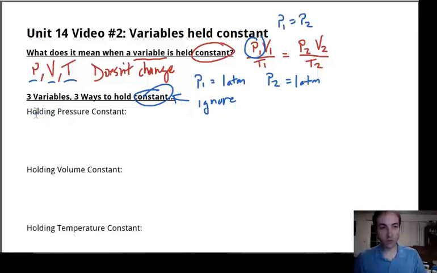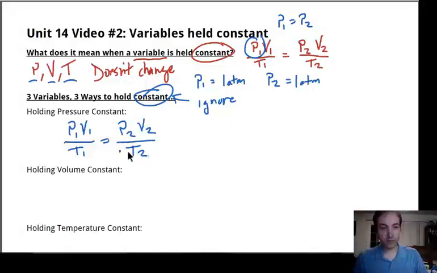So for example, if we're going to hold pressure constant, we know that the original equation is P1 times V1 over T1 equals P2 times V2 over T2. So if the question says pressure is being held constant, that means ignore pressure. Literally what I want you to do when you get to a question and it says one of the variables is constant is look at your equation and literally put your finger over the variable that's being held constant, so you know that it's gone, you ignore it. Or write out the equation like this and cross out the one that's being held constant.